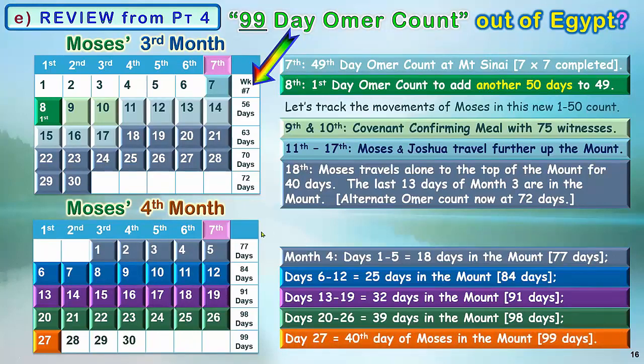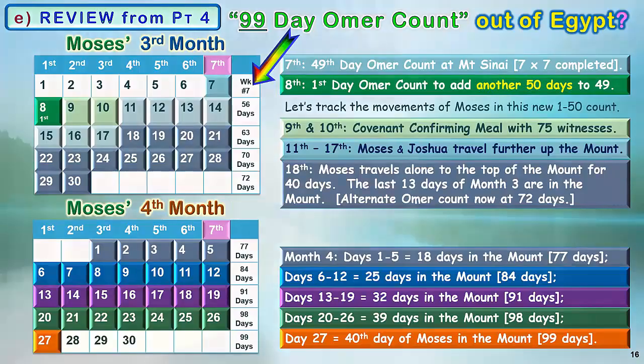Day 27 in the orange right here. Day 27 is the 40th day of Moshe in the mount. There is your 99 days, your 99-day Omer count. Where does this lead us? What does it take us to?